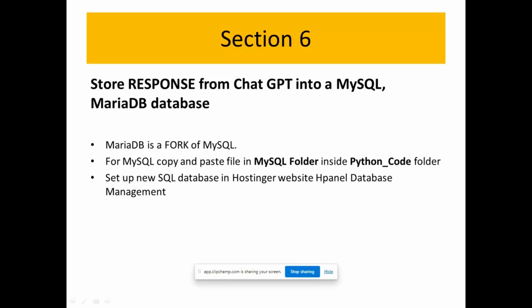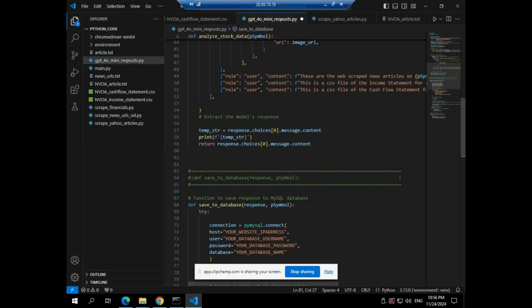Section 6. Receive a response from the OpenAI API and store that response in a MySQL or MariaDB database. So in this video, we're going to create a database, and the database I'm using is MariaDB. MariaDB is a fork of MySQL.